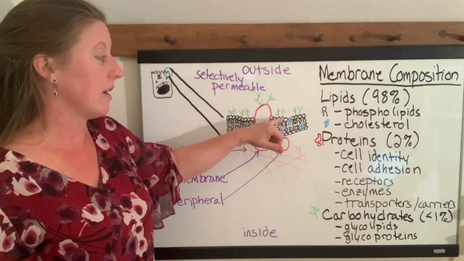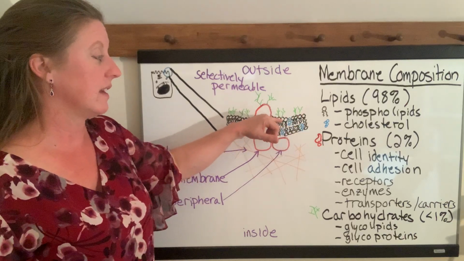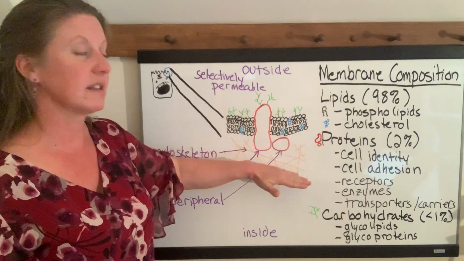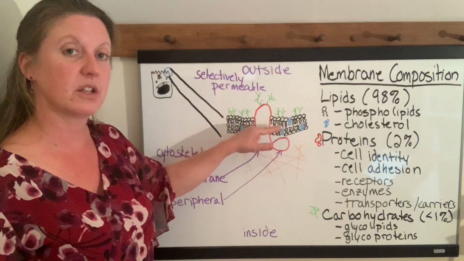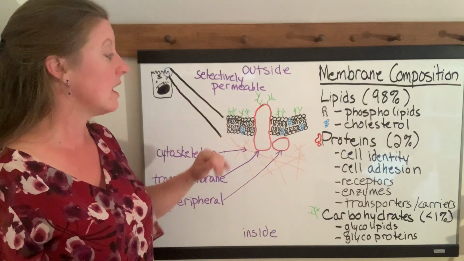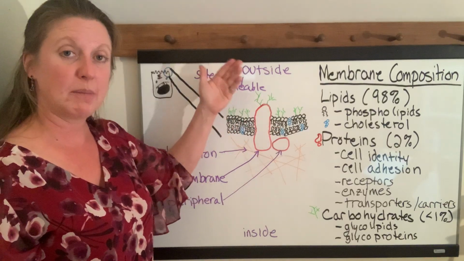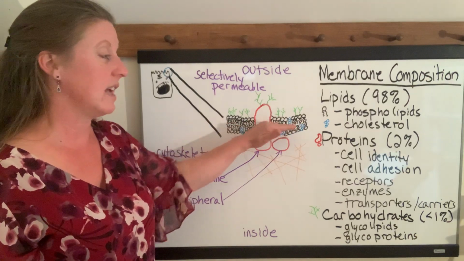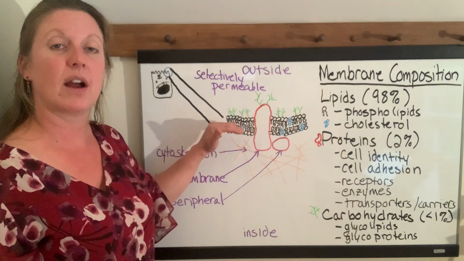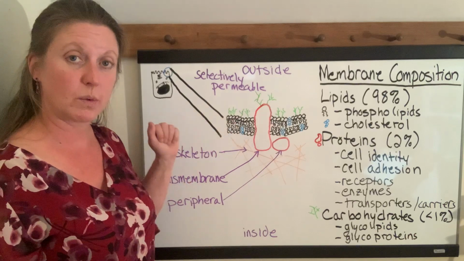In this bilayer, the phosphate groups are facing the outside and the inside of the cell, whereas the fatty acid tails are pointed to the interior where there is no water. Therefore, the phosphate groups are happy because they are hydrophilic and they are next to water. And the fatty acid tails are also happy because they are hydrophobic and they don't have to interact with water at all.